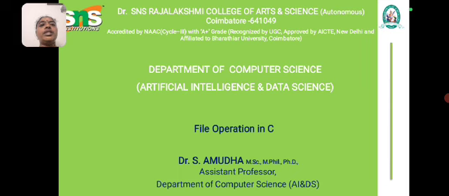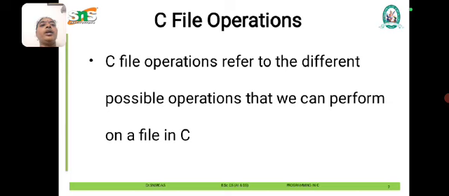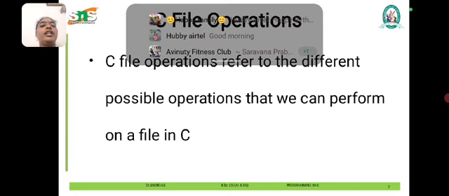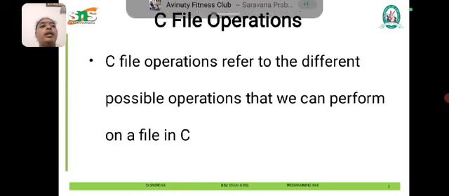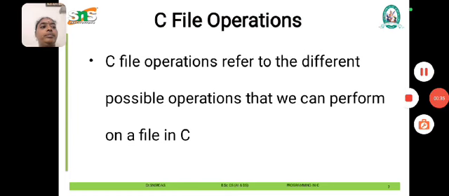Today we will discuss the concept of file operations in C. What is a file? A file is a collection of information. A file is a collection of records, based on the process.